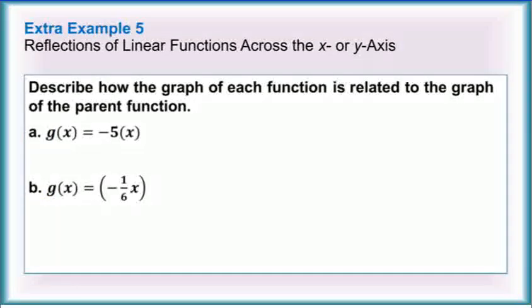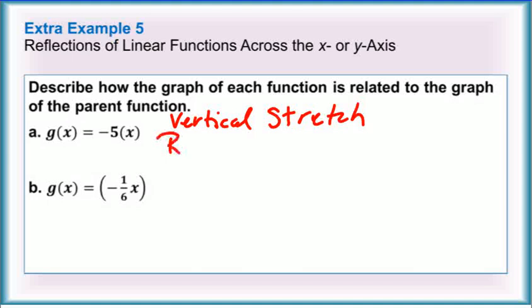Next, describe how the graph of each of these functions is related to the graph of the parent function. Again, I have a 5 sided dilation. It's on the outside, so this is vertical. Absolute value of -5 is 5, which is bigger than 1, so this is a vertical stretch. There's a negative involved, so it's reflected over. It's not attached to the x, so it's affecting the y, so it's reflected over the x-axis.